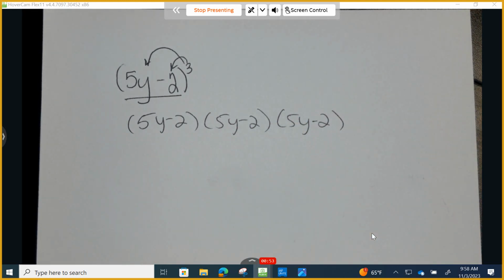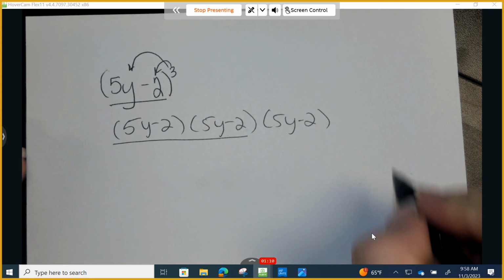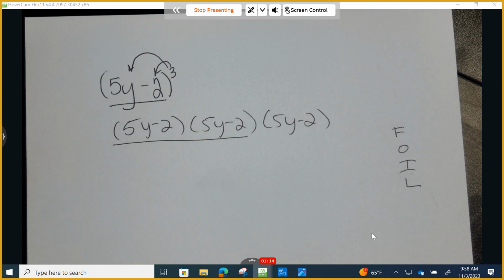Raise your hand if you recognize the acronym FOIL. You've heard the term FOIL before. You need to FOIL something. It's an acronym, and it helps us describe how we're going to distribute items. The first thing we're going to do is underline the first 2 parentheses. And I'm going to come off to the side and put FOIL, and I'm going to use that to guide me through.